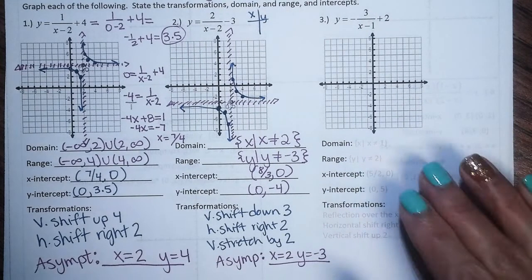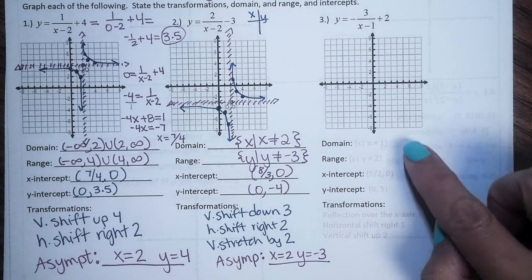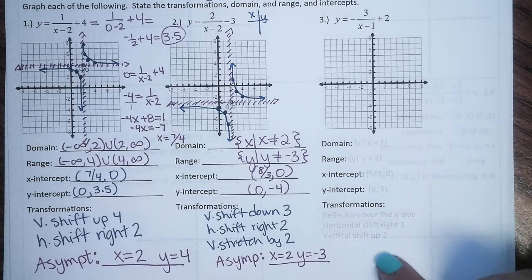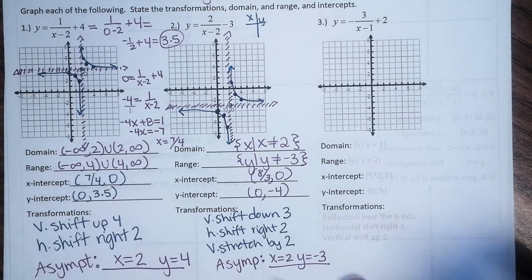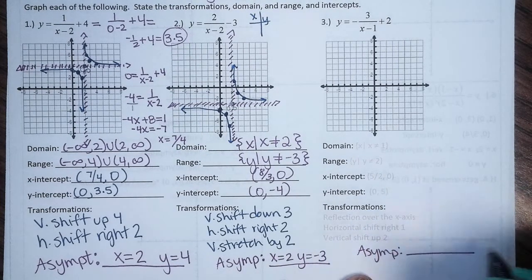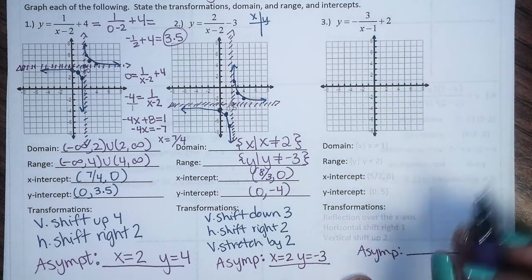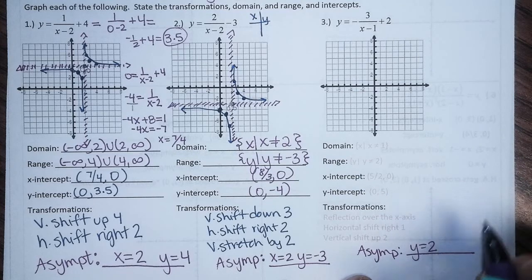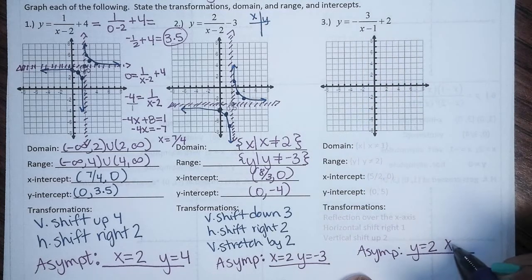Okay. The last one, that one I already gave you all the information here to try to help you graph it. So we're just going to quickly try to graph this. It already has the transformations, but again, I forgot the asymptotes. So number 3, the asymptotes are going to be y equals 2 because of this plus 2, and x equals 1 because of this x minus 1.